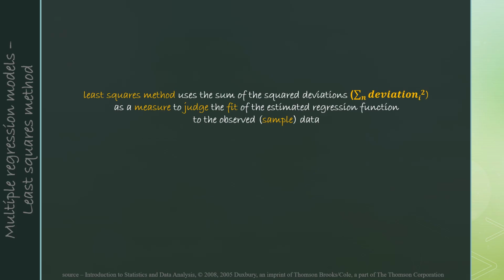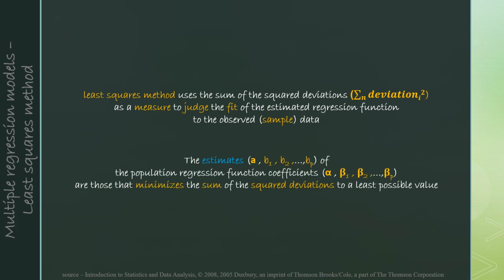Least squares method uses the sum of the squared deviations, sigma n deviation i square, as a measure to judge the fit of the estimated regression function to the observed or the sample data. The estimates a, b1, b2 and so on bp of the population regression function coefficients alpha, beta 1, beta 2 and so on beta p are those that minimize the sum of the squared deviations to a least possible value.